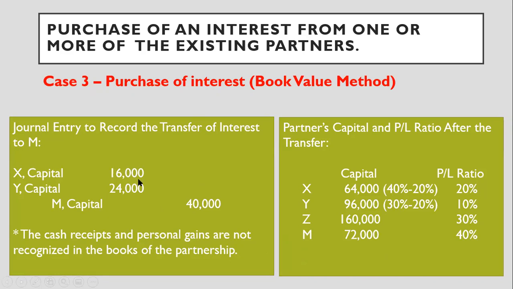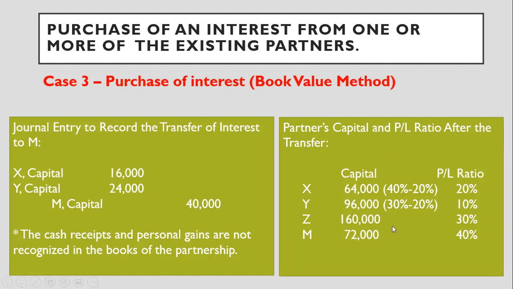So this is the journal entry. So we have 20% of 80,000, it's 16,000. Then 20% of 120 is 24,000. So we'll have a debit to X capital 16,000 and then Y capital 24,000. So a total value transferred to M of 40,000. So credit M capital 40,000. Again, the cash receipts and personal gains are not recognized in the books of the partnership.